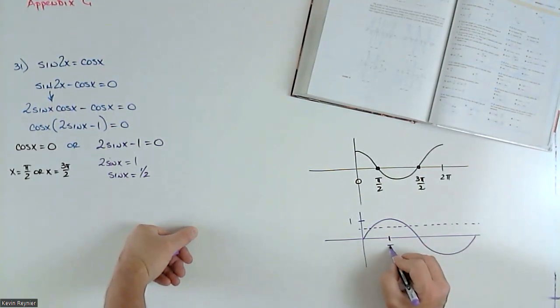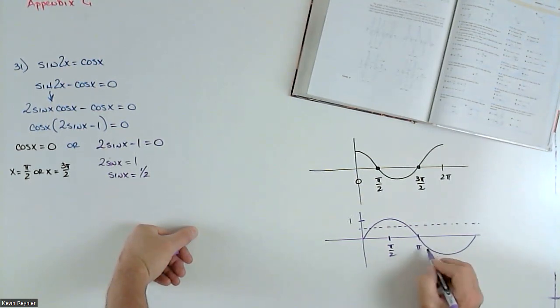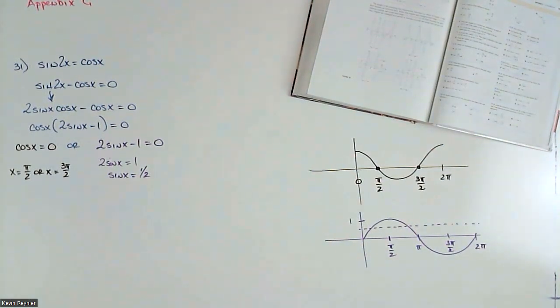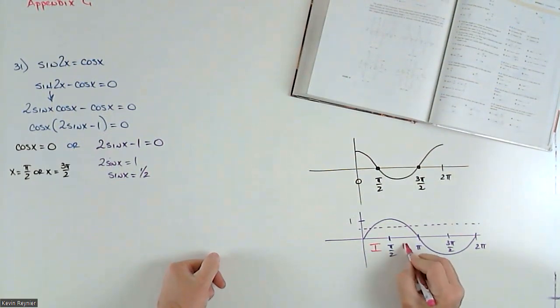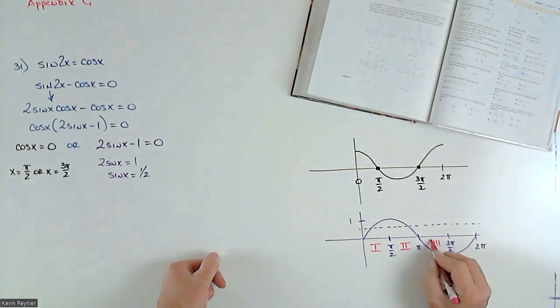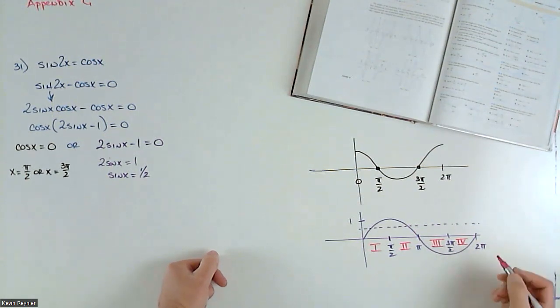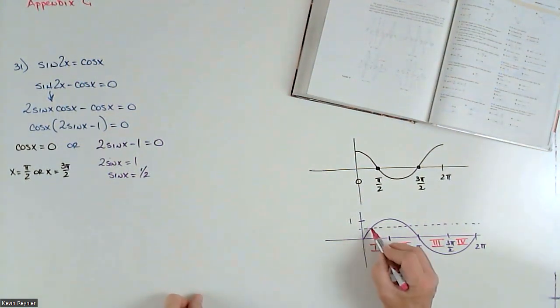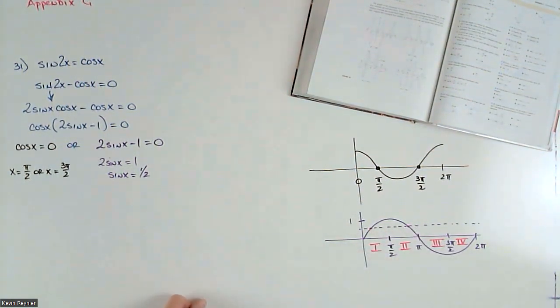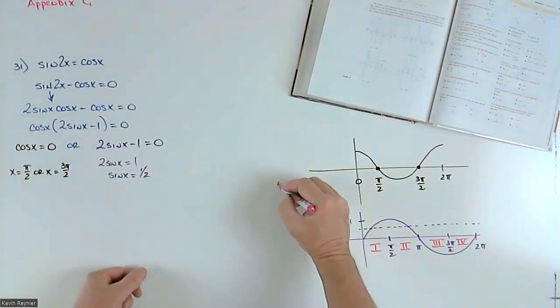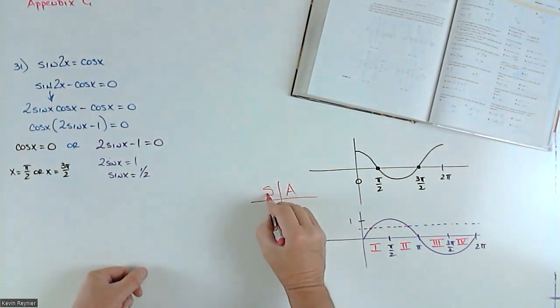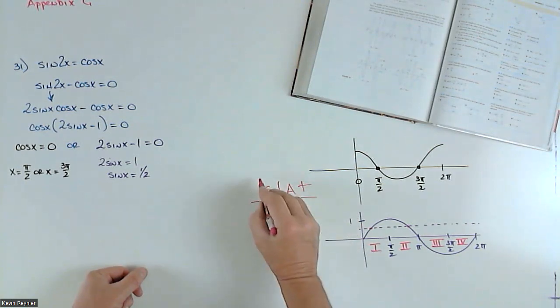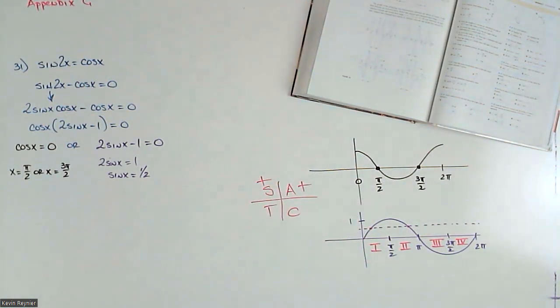Now we know this is pi over 2. We know this is pi. We know this is 3 pi over 2. We know this is 2 pi. And why do I bring that up? Because that means this is quadrant 1. This is quadrant 2. This is quadrant 3. And this is quadrant 4. And you know, funny thing, sine is positive 1/2, and you know what? It's in quadrant 1 and quadrant 2. Of course it is. All students take calculus. The sine is positive in quadrant 1 and quadrant 2.